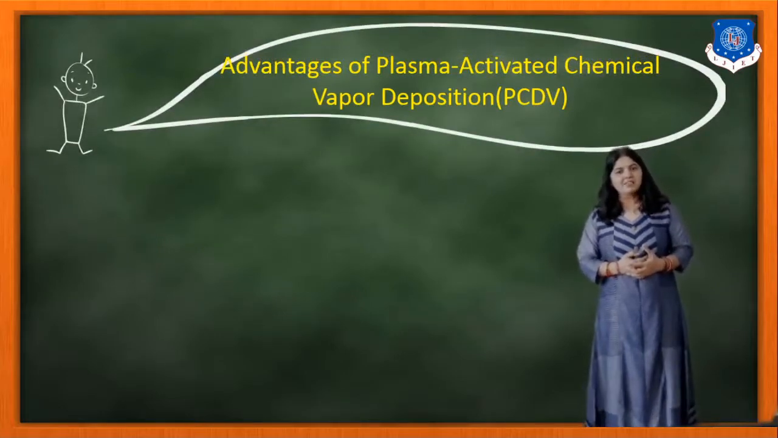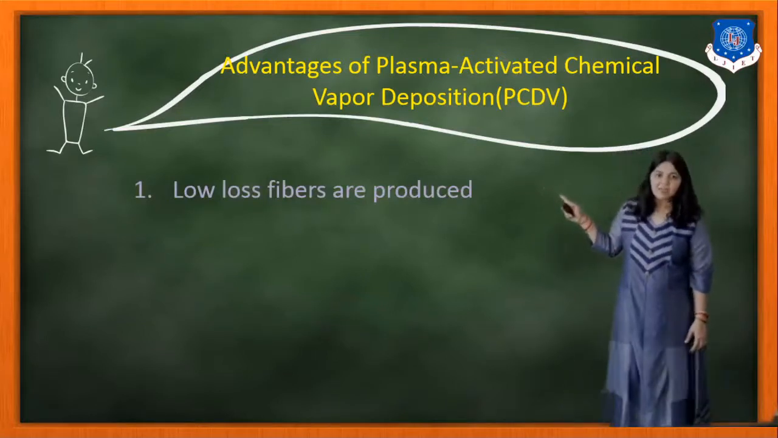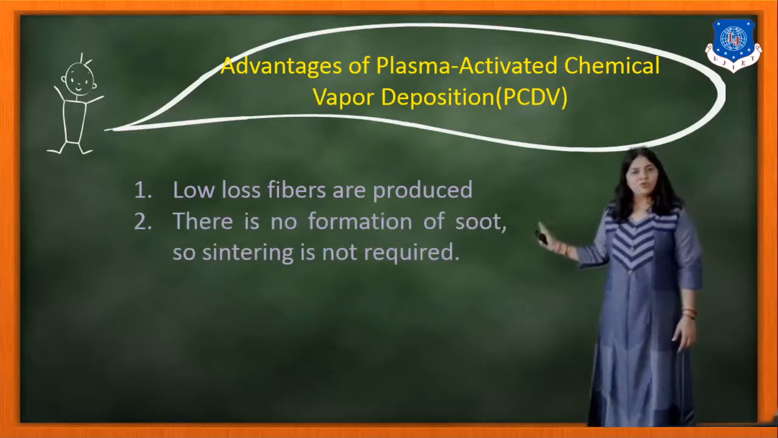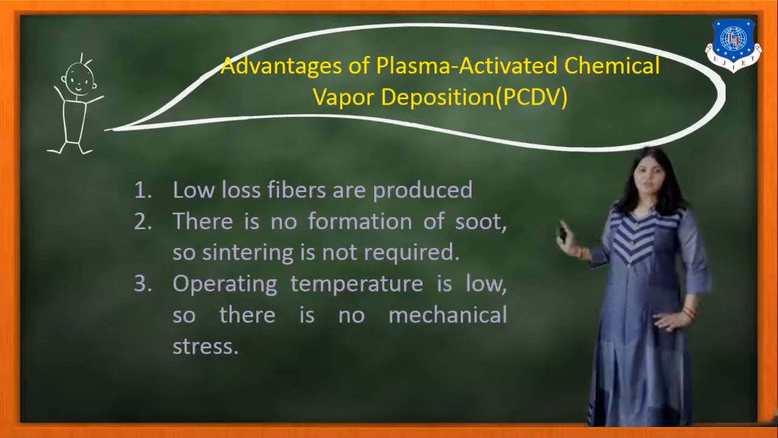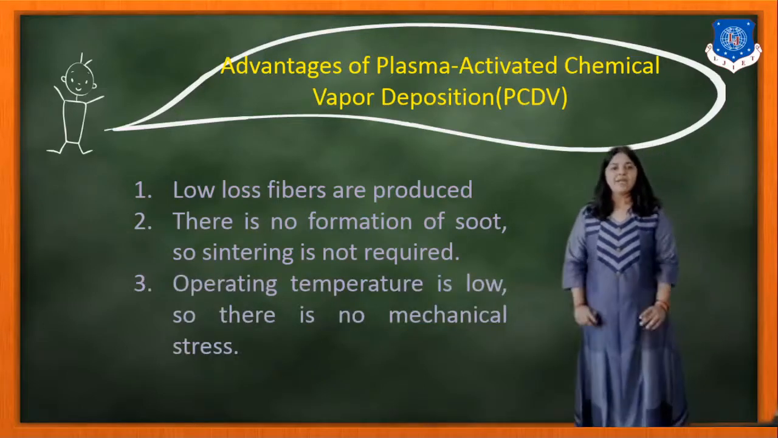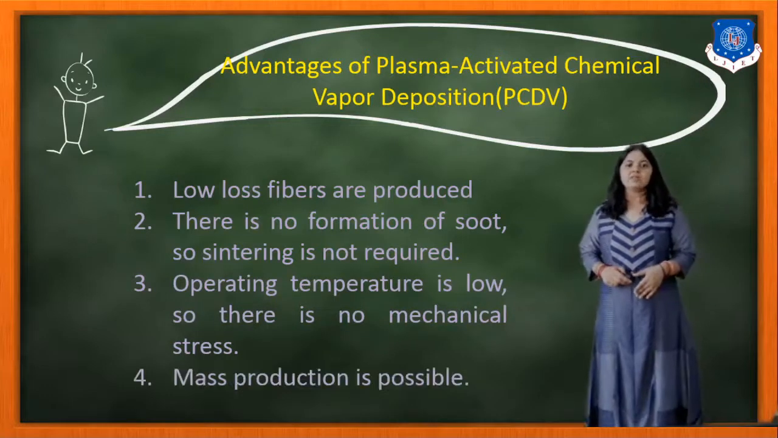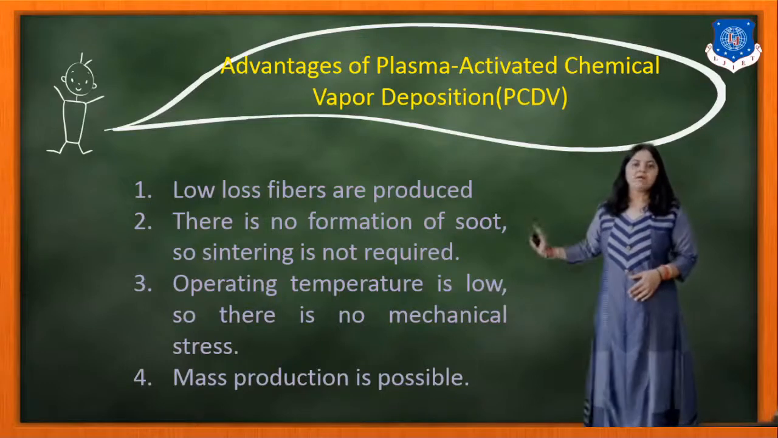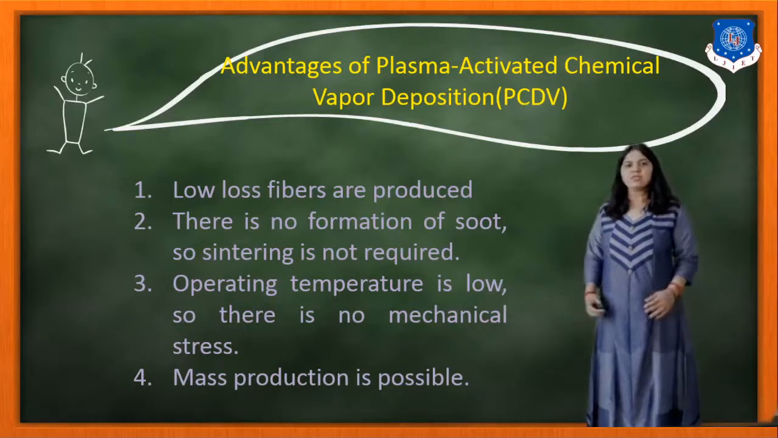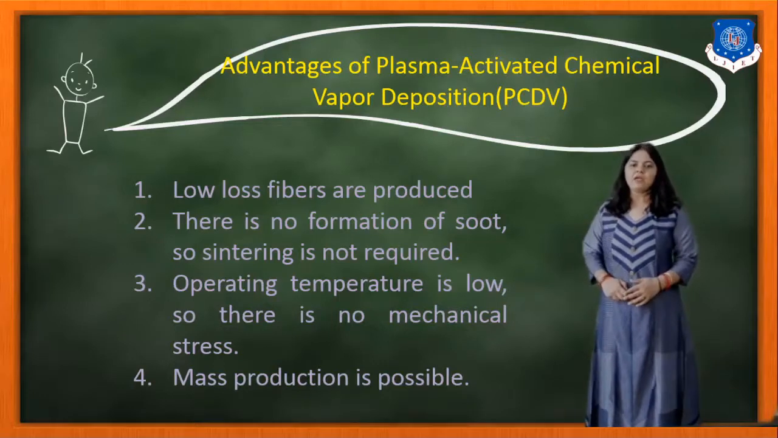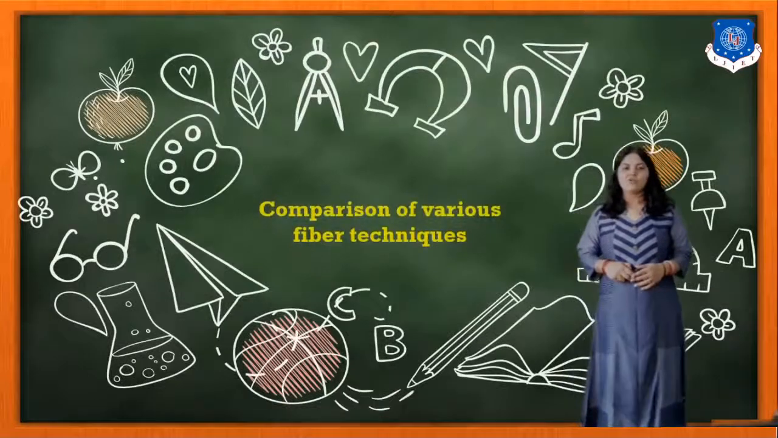The advantages: low loss fibers can be produced. There is no formation of soot, so sintering is not required. The operating temperature is low, so there is no mechanical stress, and mass production of the fiber using these techniques is possible. Okay, so this is the advantage of this.